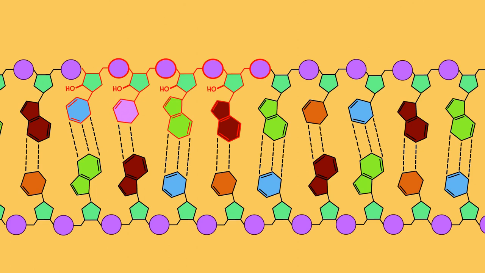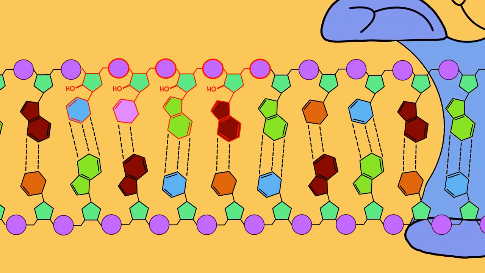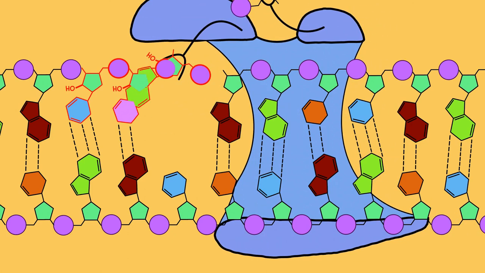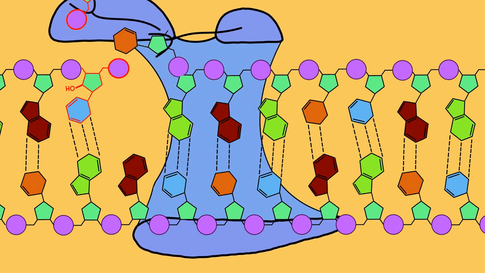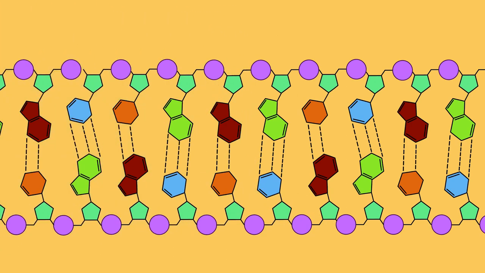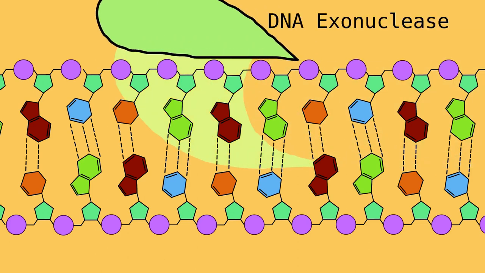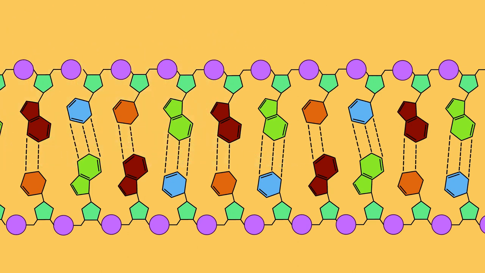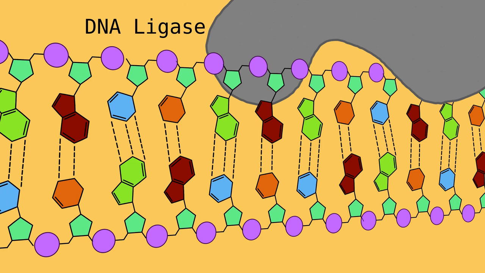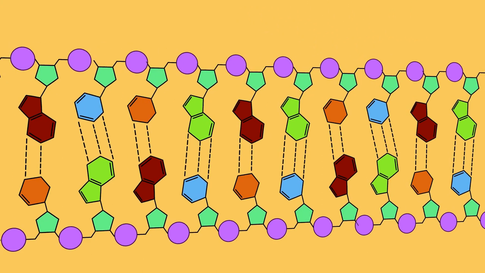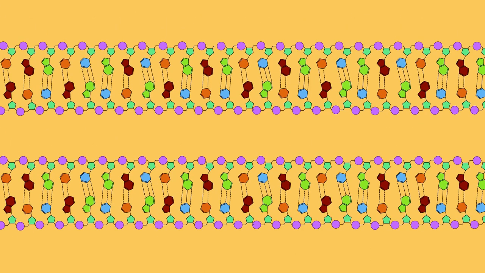Once all of the bases are paired up, another DNA polymerase enzyme removes all the RNA primers from both strands and fills in the gaps left behind with more DNA nucleotides. The new DNA sequence is proofread by the enzyme DNA exonuclease, before the enzyme DNA ligase finally seals up the fragments of DNA to form two new daughter molecules.